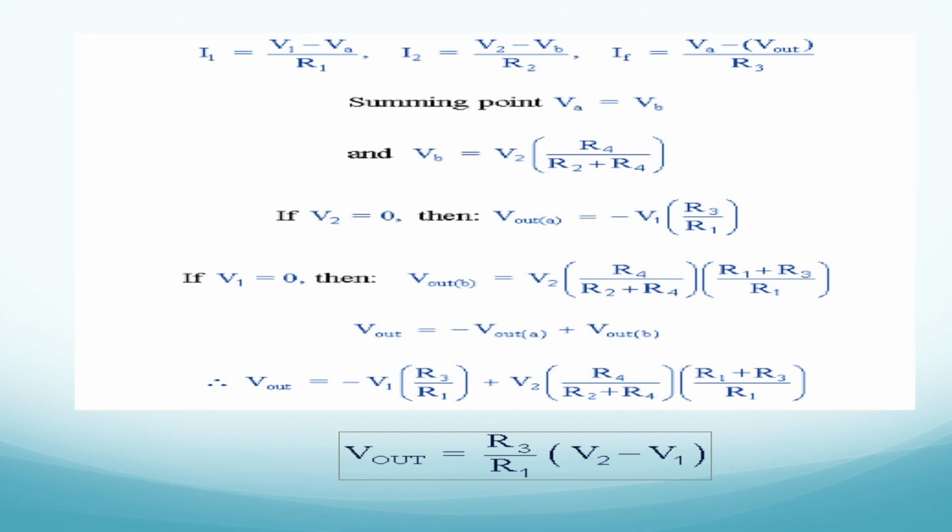Now what will be VA? VA is nothing but your virtual node. Whatever voltage the node B has got, the same voltage your node A is going to have. Now VA is equal to VB. Now whatever node voltage you have found for VB, you can substitute it for VA also. Now what is this V2 now?